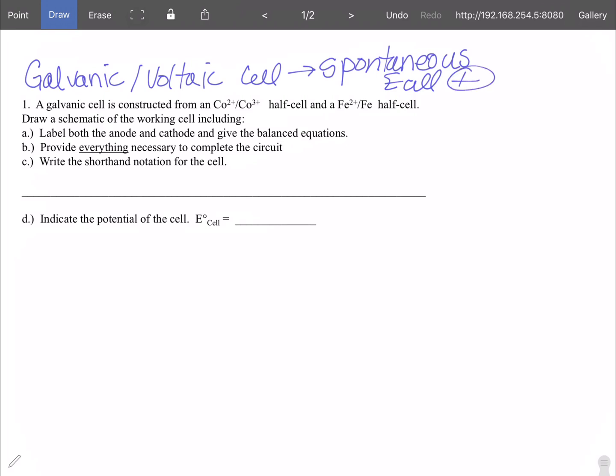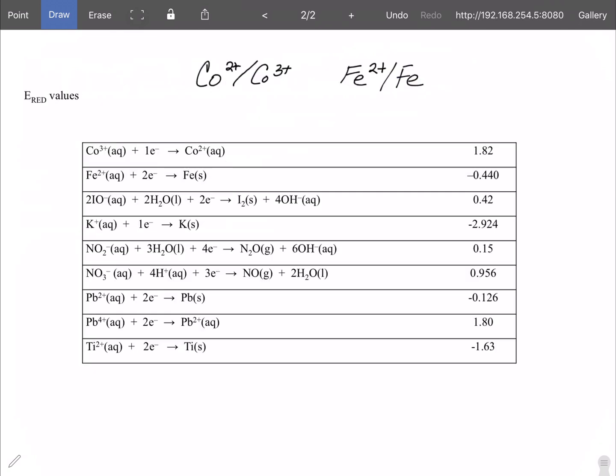Okay, E cell standard. So when it's listed as cobalt 2 plus to 3 plus, iron Fe 2 plus to iron, that's really not helpful, because you don't know which direction it's going to go. You're going to have to set it up by figuring out what is oxidized and what's reduced. So that brings us to our standard reduction potentials.